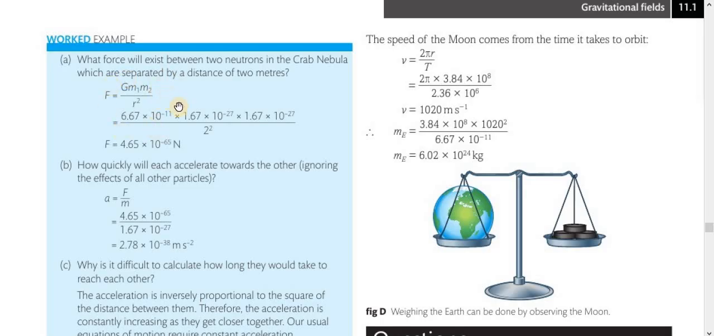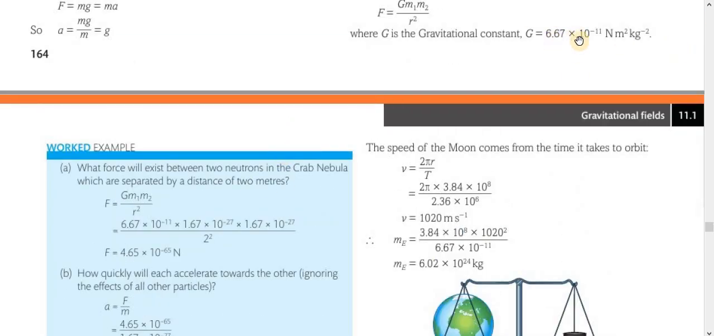F is equal to G m1 m2 over R squared. G, I told you, is a constant for the whole universe. We saw that earlier. It is equal to this value. So we'll substitute that for G. Now m1 and m2 are the masses of the two neutrons. Each neutron has the same mass as another neutron because it's still a neutron.